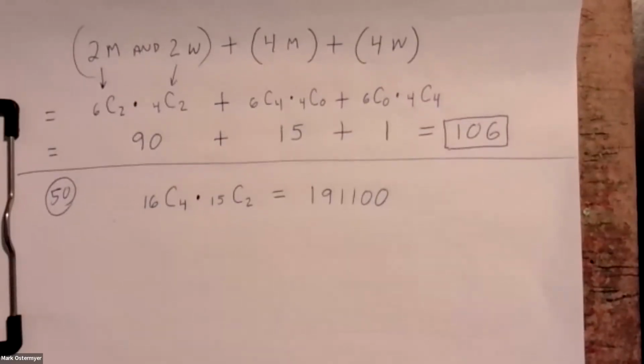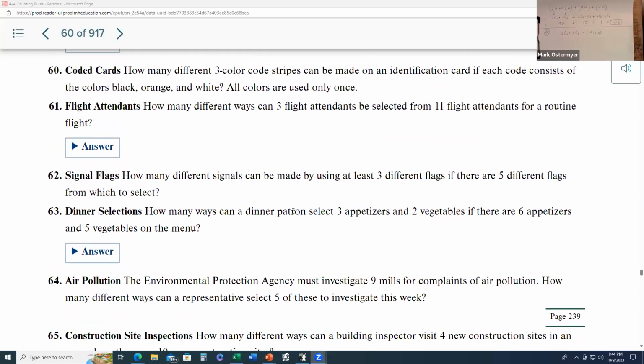All right, ladies and gentlemen, let's look at maybe one more here. Number 62. Now, in these problems here, we have to decide whether a combination or permutation is relevant. If there's any hint where order matters at all, then we would be thinking permutation. If there is no hint whatsoever that order has any meaning or any importance, then we would be thinking combination. So number 62 here, it says how many different signals can be made using at least 3 different flags, if there are 5 different flags from which to select.